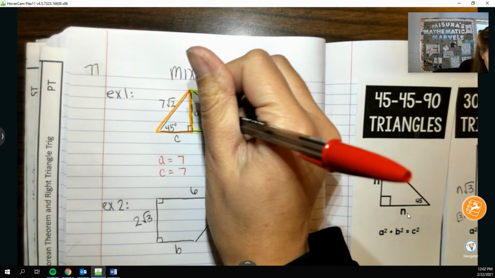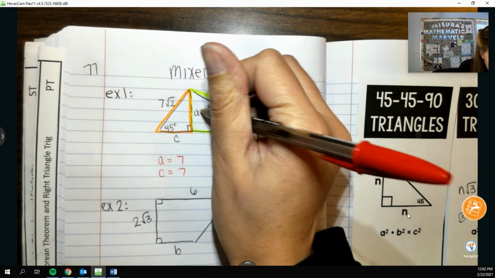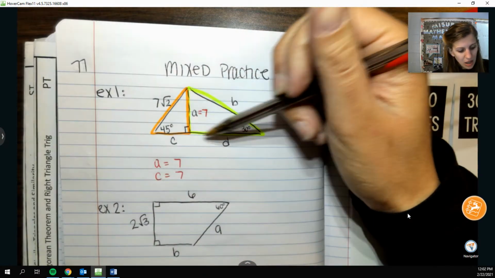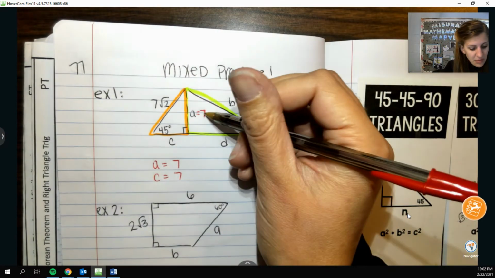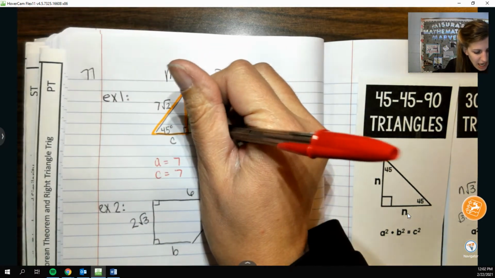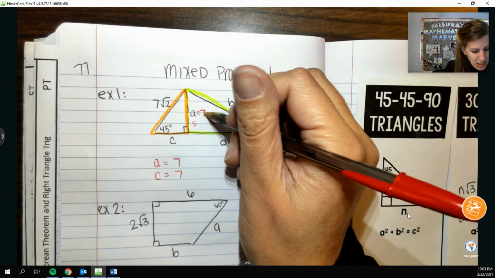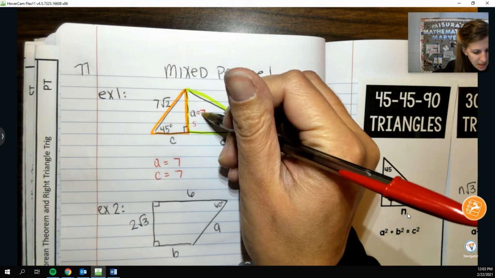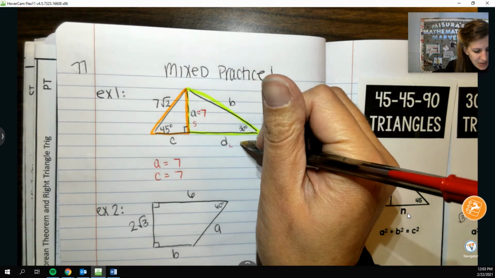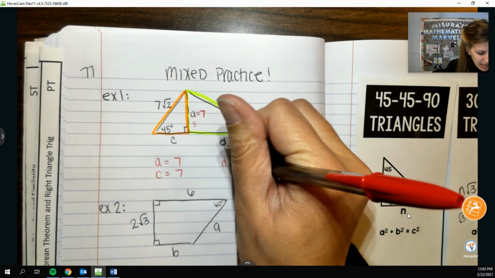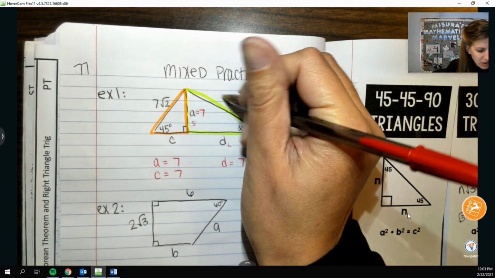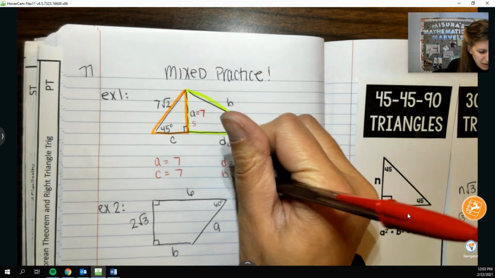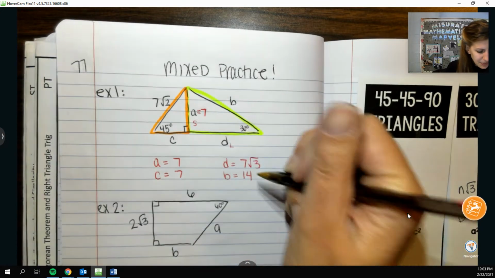And so now that I know that A is 7, I now also know a side on my 30, 60, 90 triangle. And it's the short side because it's across from the 30. So the long side across from the 60 will be 7 root 3. So now I know that D is 7 root 3. And the hypotenuse will be double as much, so B would be 14.